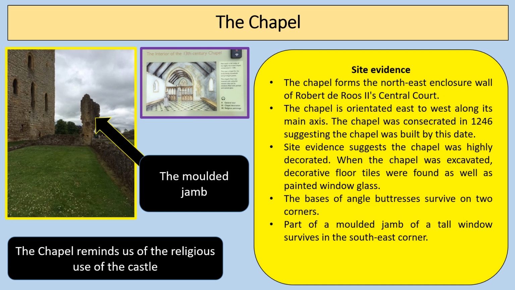The site evidence suggests the chapel was highly decorated. When the chapel was excavated, decorative floor tiles were found, as well as painted window glass, suggesting there were stained glass windows, and that artistic interpretation gives you a good idea about what the chapel would have looked like inside. The bases of angle buttresses survive on two corners, and part of a moulded jamb of a tall window survives in the southeast corner. So that reminds us of the religious use of the castle.